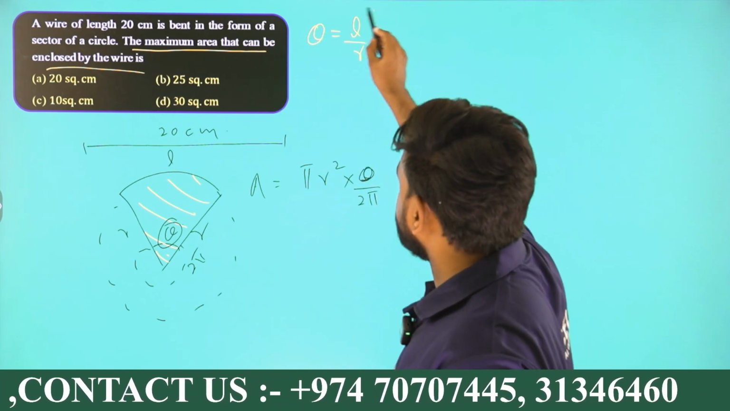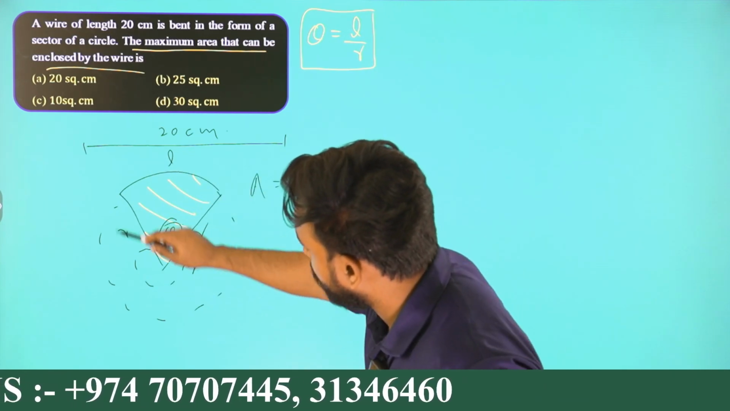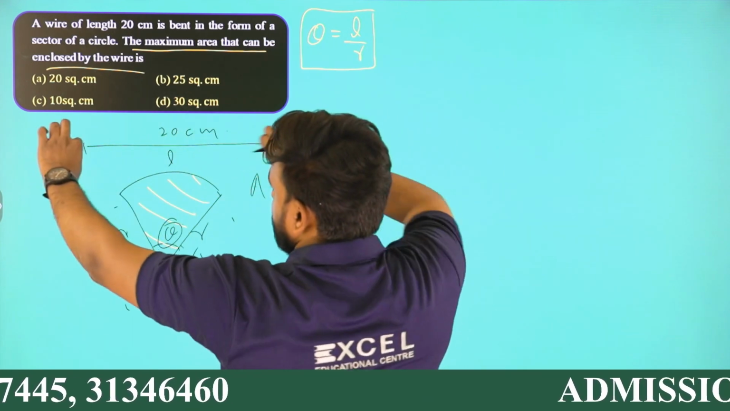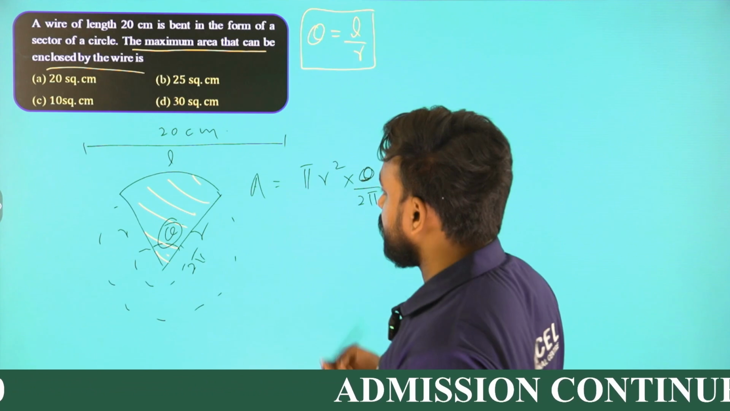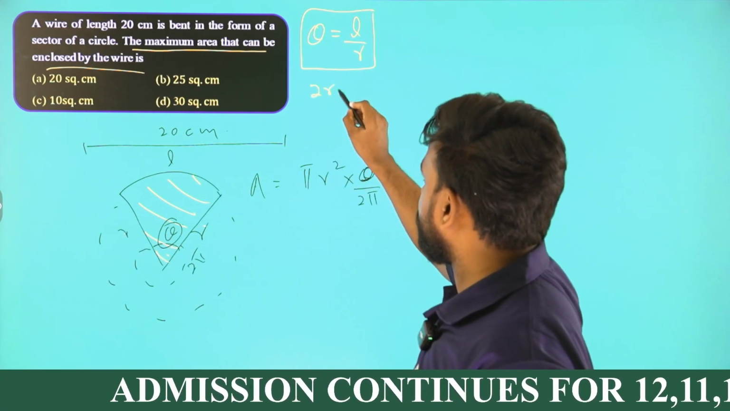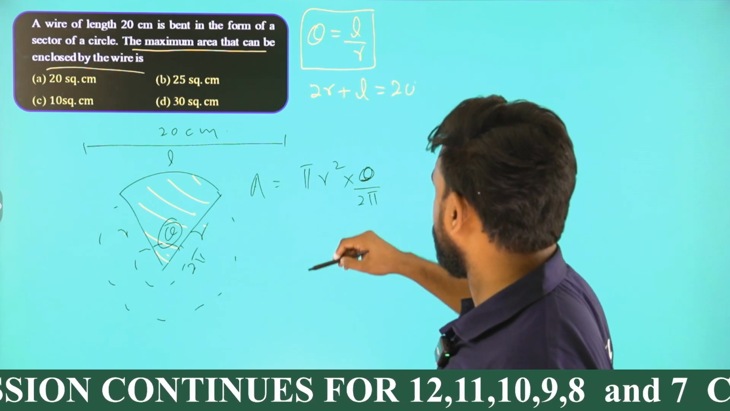So just keep it there. They said the total length of the perimeter of this sector is 20 centimeter, because the length of this wire is 20 centimeter. We bend that to create this sector. So that means this r plus this r plus this L, that is 2r plus L, is equal to 20.